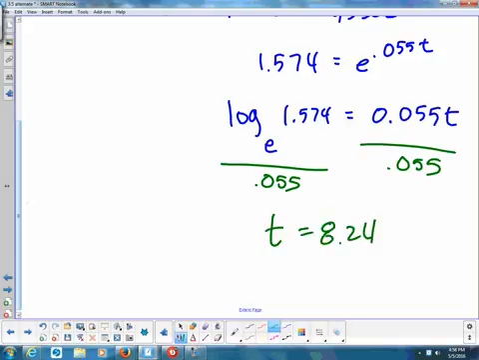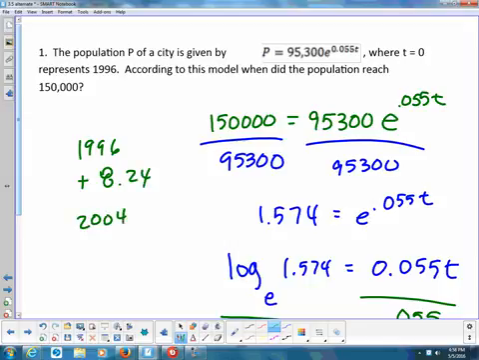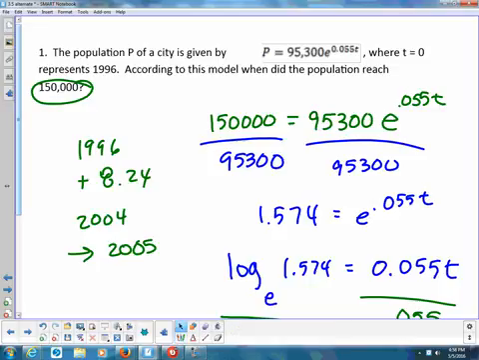The question we were trying to answer was, when did the population reach 150,000? Well, in about 8.24 years, and that'd be from 1996 plus 8.24. So we're really talking about 2004. Maybe we'd want to round up and say it's going to happen in 2005, because we're rounding up. It didn't actually reach that population until maybe 2005.